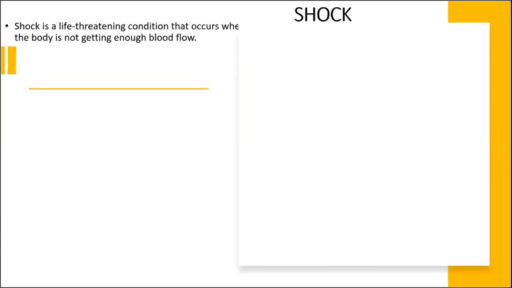With shock, shock is a life-threatening condition that occurs when the body is not getting enough blood flow. So here you're going to see a sudden reduction of oxygen and nutrients. There's decreased blood volume that's going to cause a reduction in venous return, and it's also going to cause decreased cardiac output. Shock is divided into 4 main types. We could see obstructive shock. Just like the name sounds, something is obstructing the great vessels. So there's a physical obstruction of the great vessels or the heart.